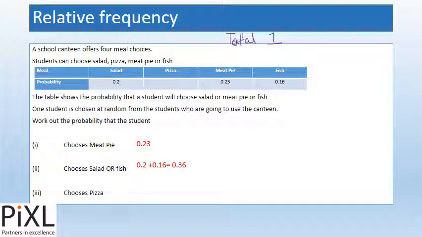Now the probability a student chooses pizza, we're going to use the information that we know all those probabilities have to add up to 1. So we're going to add them up and take them away, which gives us 0.41.